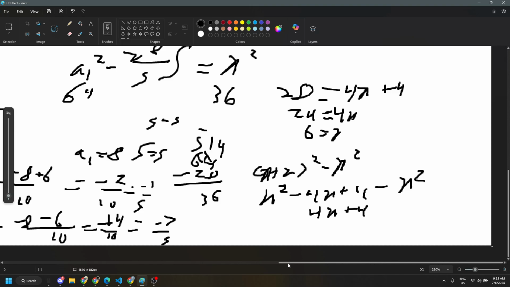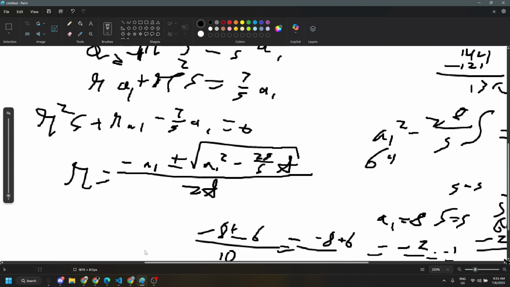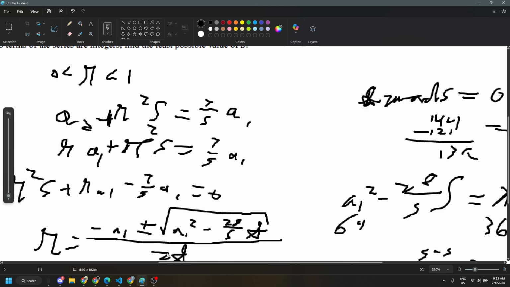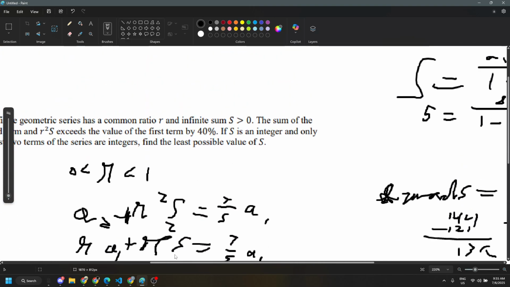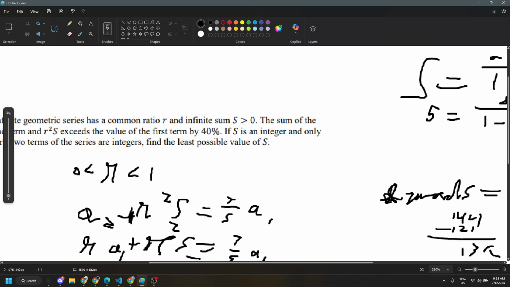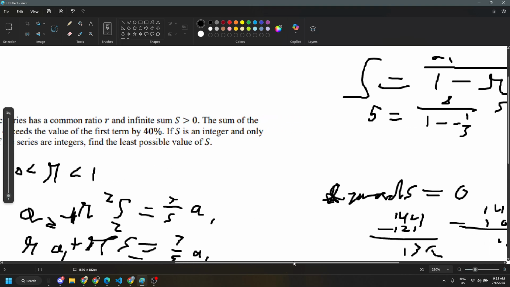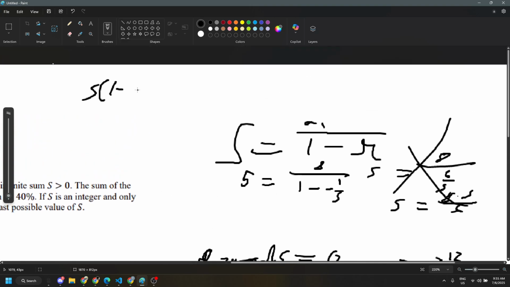And negative 7 over 5 won't work either. So let's just turn this into a system of equations. What do we want to get them both in terms of? We want to find the value of S, so why don't we just get it in terms of R, because we already have it in terms of R down there. So then we have S times 1 minus R is equal to A1. S minus SR is equal to A1.